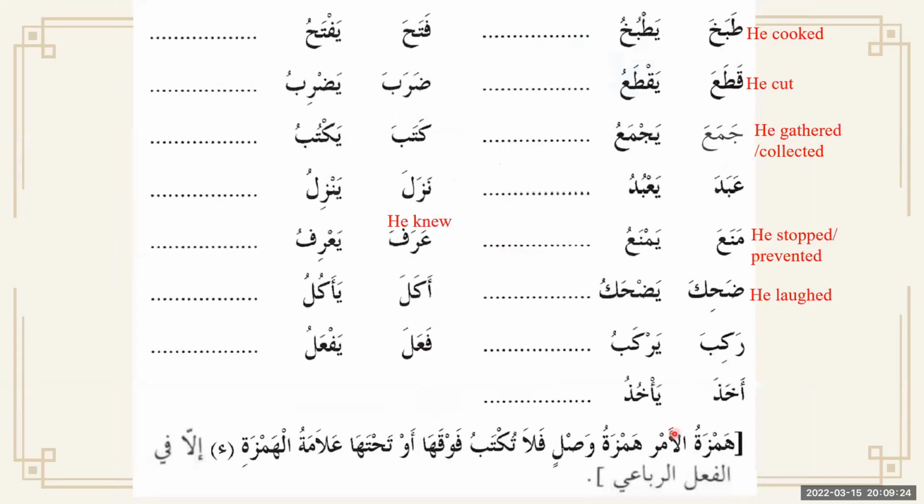Okay. Tabaha yatbukhu. Tabaha means he cooked. Utbukh. Very good. Okay. Qata'a yaqta'u. Qata'a means he cut. Iqta'. Very good. Jama'a yajma'u. Ijma'. Very good. Abada ya'budu. U'bud. What is the meaning of abada?